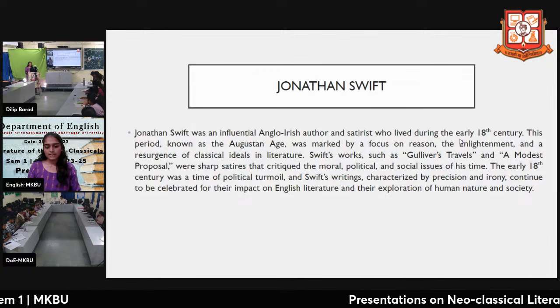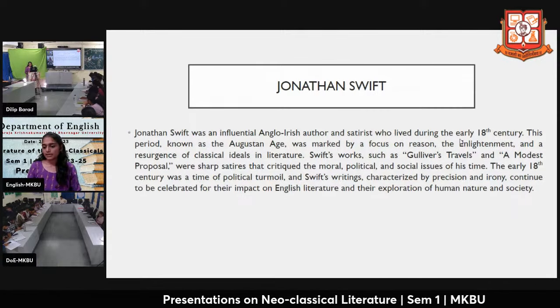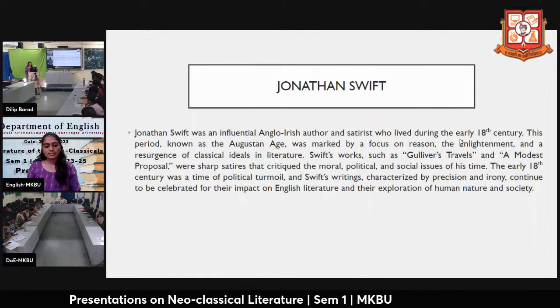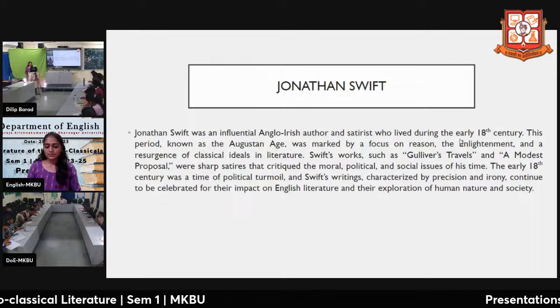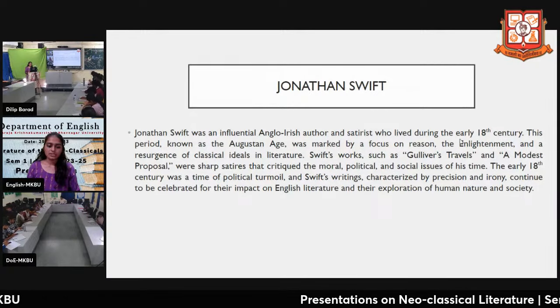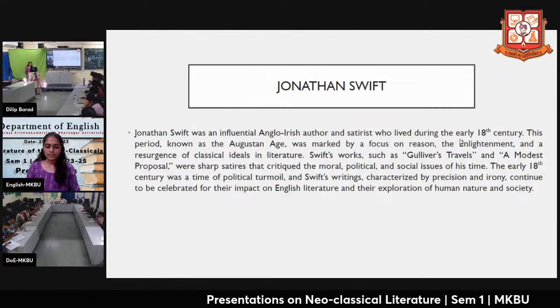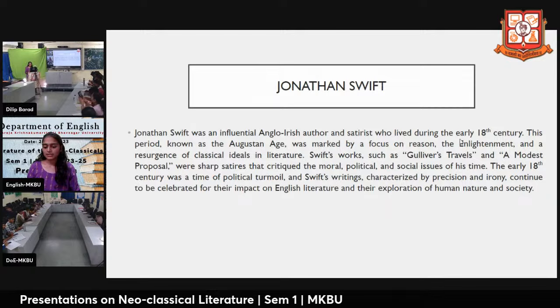This period, known as the Augustan Age, was marked by a focus on reason, the Enlightenment, and a resurgence of classical ideals in literature. Swift's works, such as Gulliver's Travels and A Modest Proposal, were sharp satires that critiqued the moral, political, and social issues of his time.